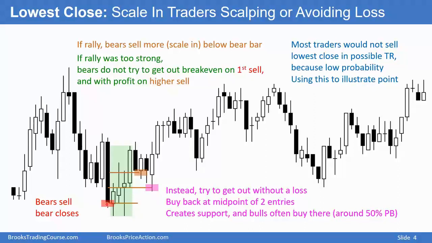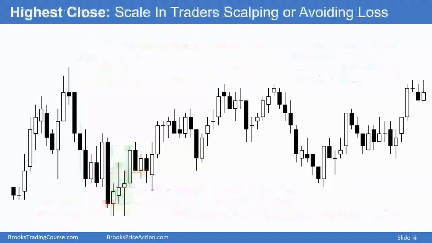Most traders would not take that sell. Possible trading range, not strongly down. Bear bars, bull bar, bear bar, bull bar, and then the biggest bear bar, possibly a 2-leg trap, leg 1, pullback, leg 2. So experienced traders would not take that sell. Those who did would realize their mistake after these 4 bull bars, and then they're hoping to get out simply break even and not with a profit. I'm using this slide just to illustrate the point that the low close is support.